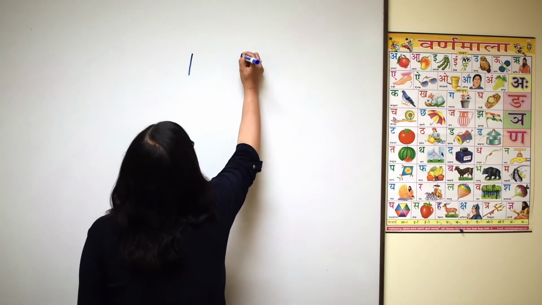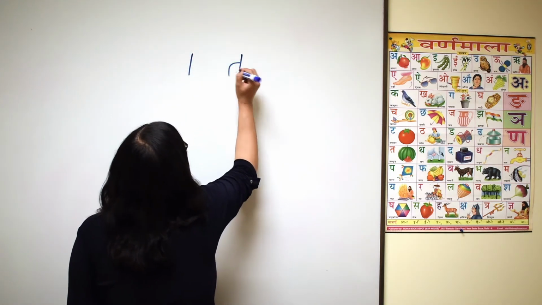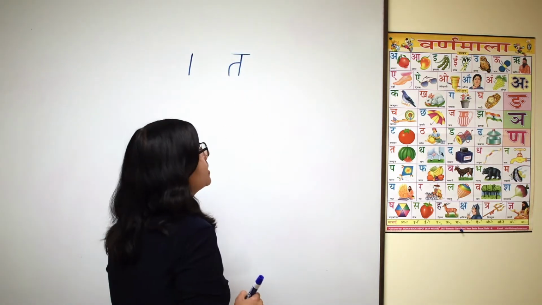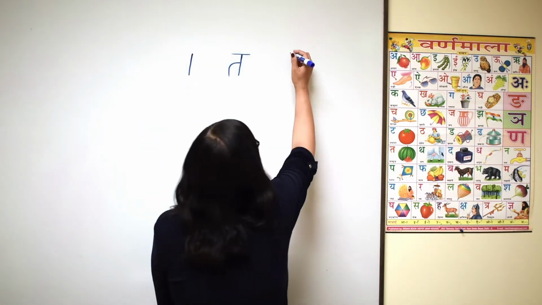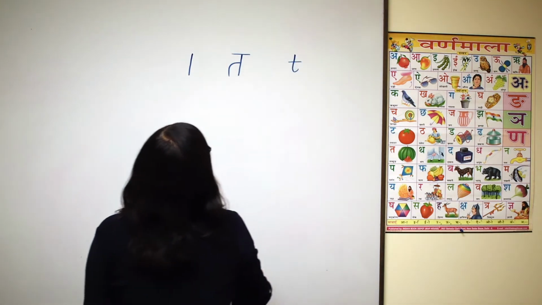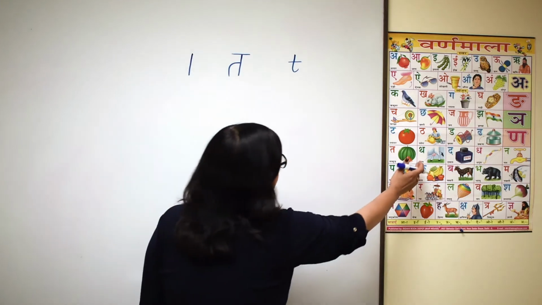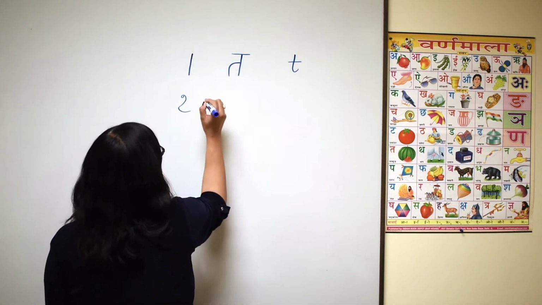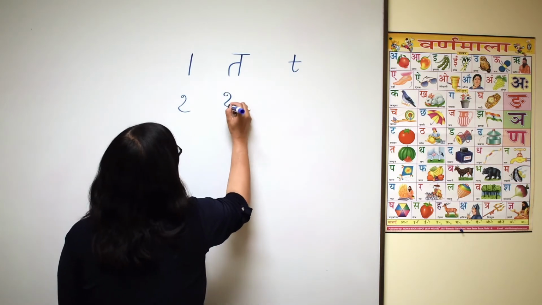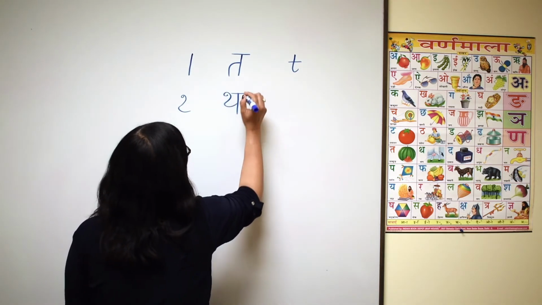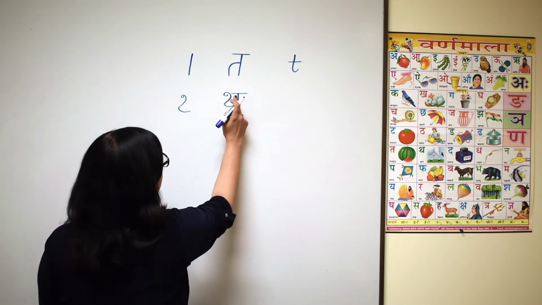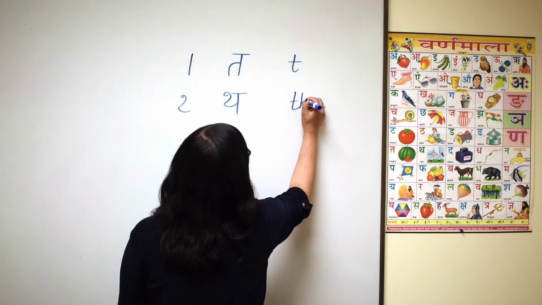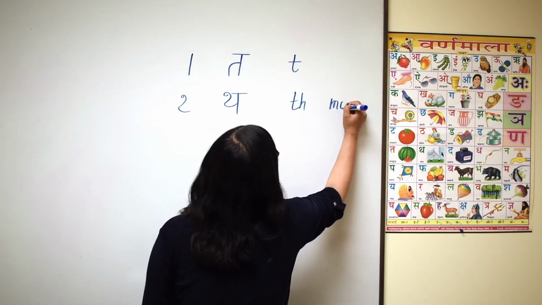So we have a vertical bar, and then like this, and then we cover it. So that is the. So it's a soft dental T. Okay. The next one is the aspirate version of it. Okay. So it has a loop. Okay. And then we don't cover the loop with the horizontal bar. Okay, and that is our th as in moth.